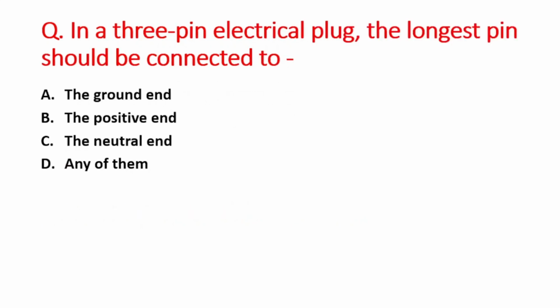Next question: in a 3-pin electrical plug, the longest pin should be connected to. A option is the ground end, B option is the positive end, C option is the neutral end, and D option is any of them. So the right answer is option A, that is, the longest pin should be connected to the ground end.